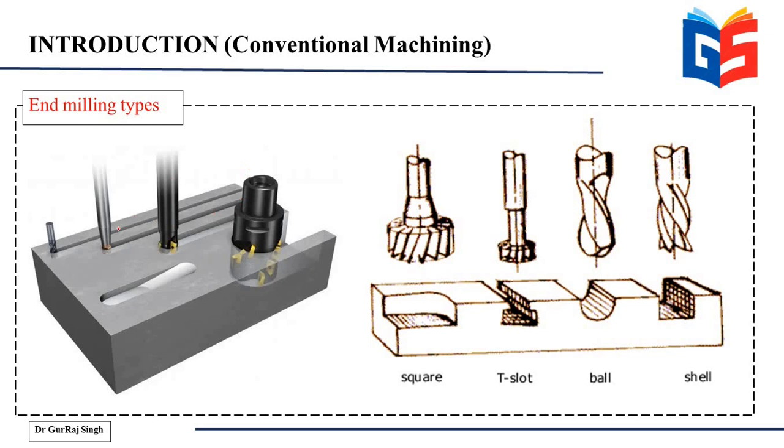So you can see now this is a normal end milling process, 1, 2 and 3. However, this is more of a face milling setup. And using a milling cutter, you can make a square shape. You can make a T-slot here by using this type of cutter. You can make a ball. So a hemispherical cavity you can create using a ball cutter. And you can create a shell. So different types of cutters can be used for making different shapes.